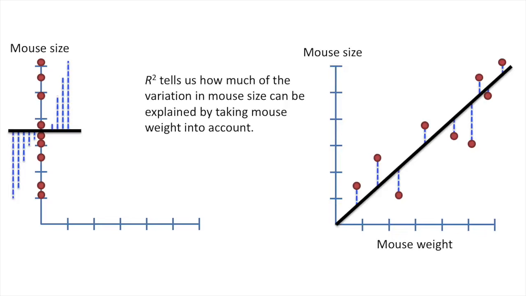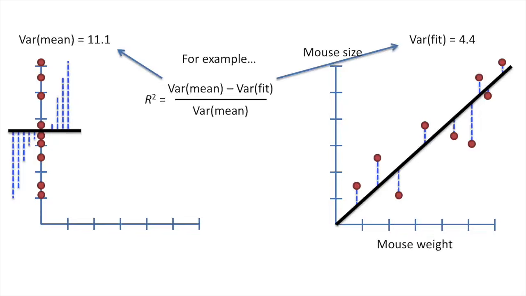R squared tells us how much of the variation in mouse size can be explained by taking mouse weight into account. This is the formula for R squared. It's the variation around the mean minus the variation around the fit, divided by the variation around the mean. Let's look at an example.